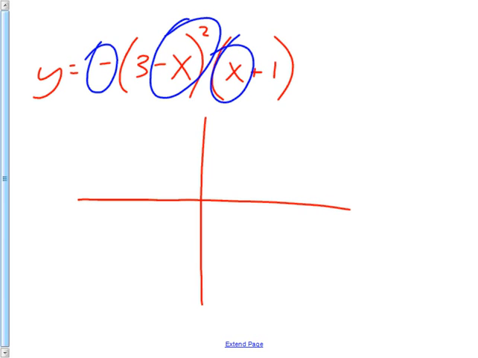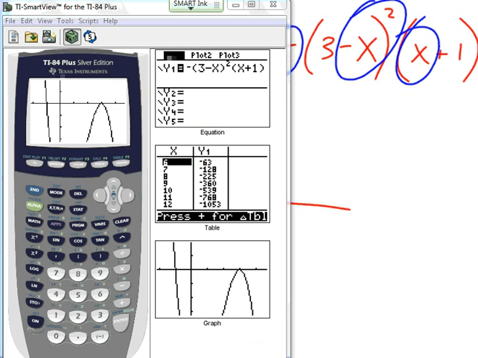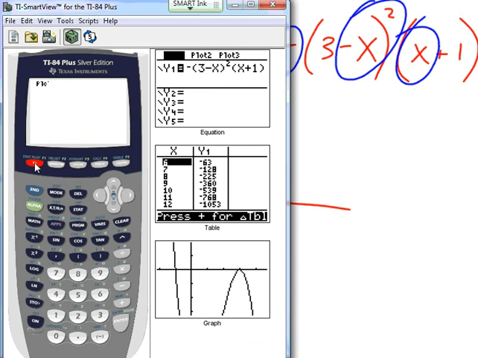Okay. How about this? I want to pause for a second. We're going to graph this thing. Okay, so I graphed it quick. Here it is. It's negative in front. That's a negative, not a minus sign. 3 minus x squared, and then x plus 1. And I hit graph, and it looks like this. All right. How many of you had it right? Raise your hand if you did.